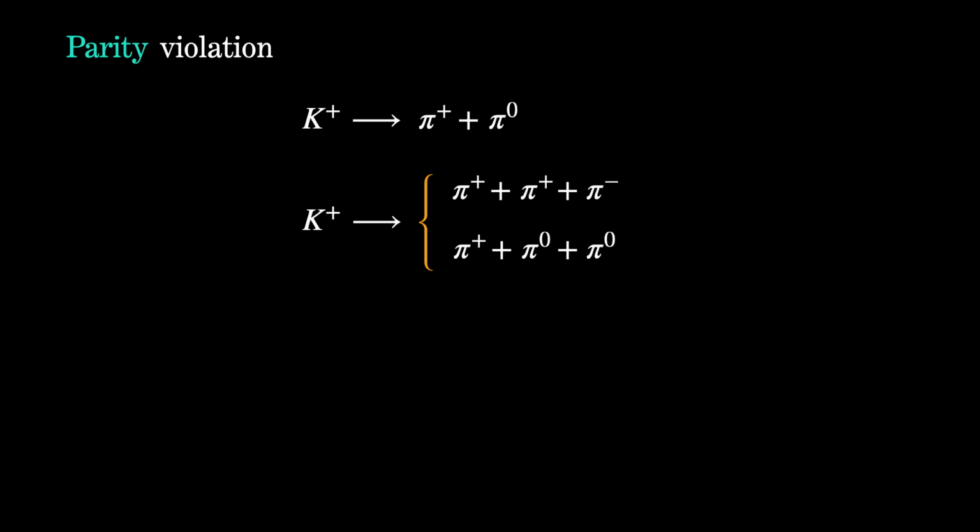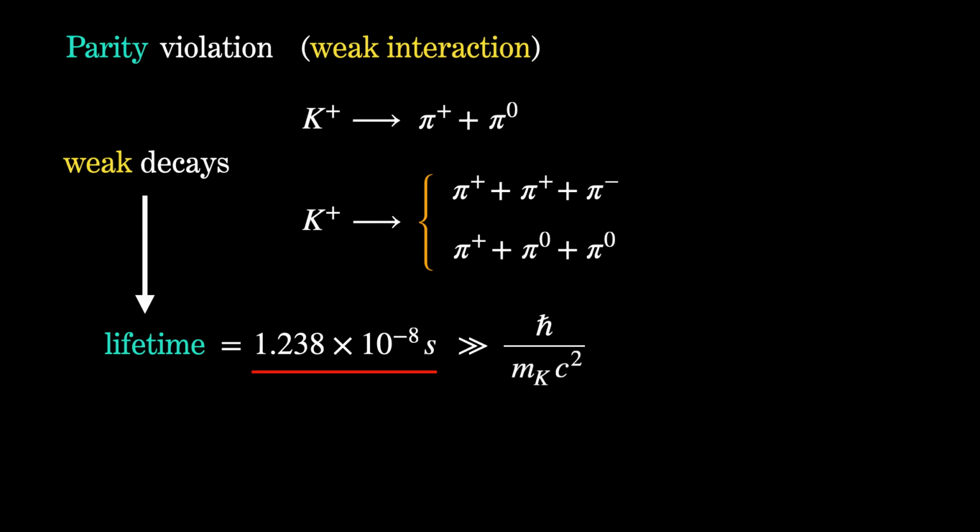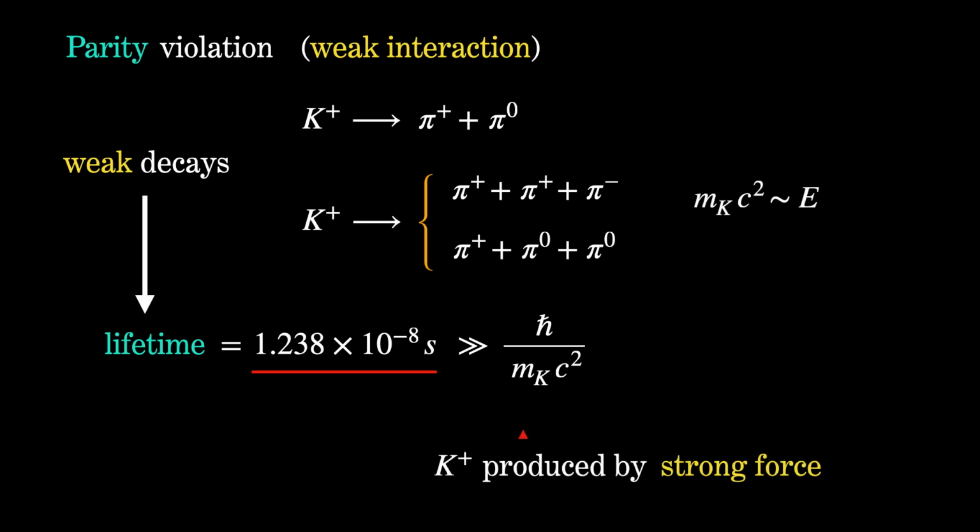The fundamental interaction behind these processes is the weak interaction, and unlike the strong interaction, which we have been studying up till now, it violates parity. These weak decays occur over a characteristic time scale of 10 to the power of minus 8 seconds. This is very much larger than the time it takes for processes that are driven by the strong interaction. We can estimate the time scale of strong processes by using the rest energy of the kaon, since this particle is produced by the strong interaction.